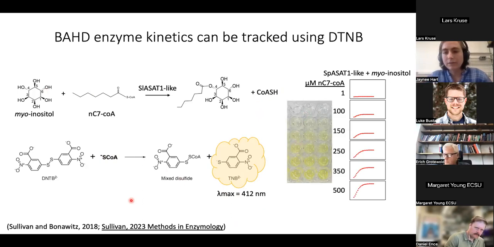Yeah, and if you're interested in this and you're working on BHDs, I highly recommend that you check out this Sullivan 2023 paper in Methods in Enzymology. It's been a really big change in my work, and you don't have to use mass spec to do this. So it's been a great help for me.